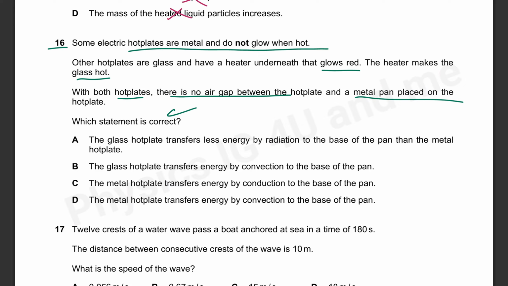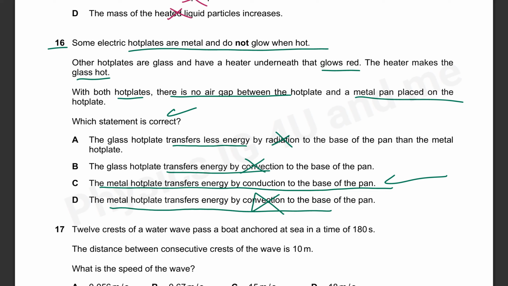Okay, we have to read them carefully. They say, the glass hot plate transfers less energy by radiation. No, wrong. Why wrong? Because glass is solid. It's conduction. The glass hot plate transfers energy by convection. Wrong. Okay, the metal hot plate transfers energy by conduction. Correct. Okay, because the metal plate is a solid. Let's read D. The metal hot plate transfers energy by convection. No. Convection is for fluids. So the correct option is C.